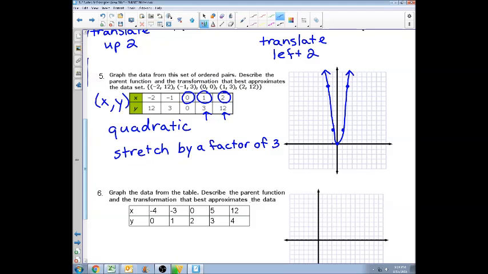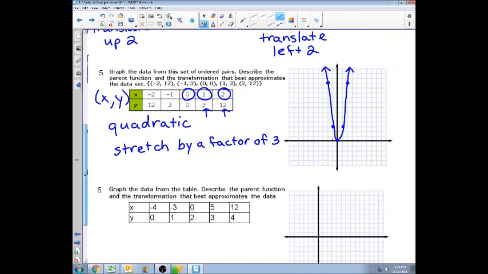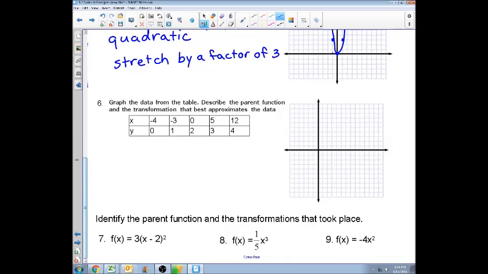Okay? The next thing it tells us to do is to go ahead and graph the data from the table in number 6. Describe the parent function and transformation that best approximates the data. I want you to go ahead and do that yourself. Go ahead and pause the video, try it out, come back and see how you did, and we'll work from there.